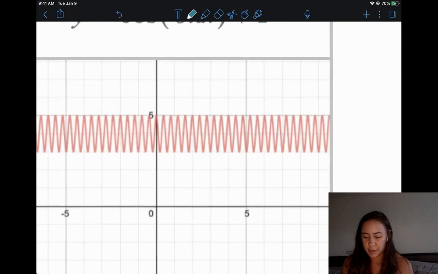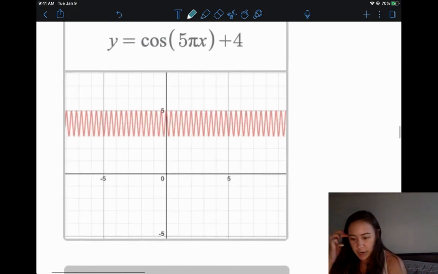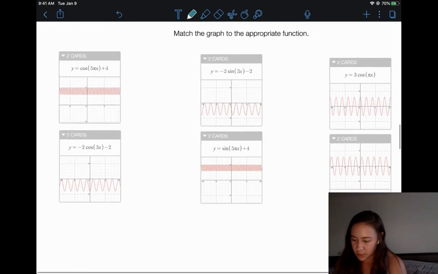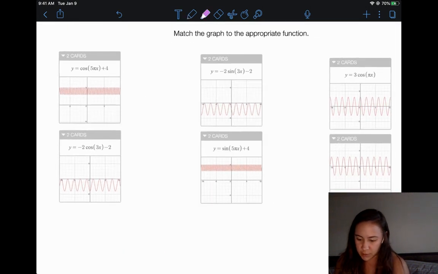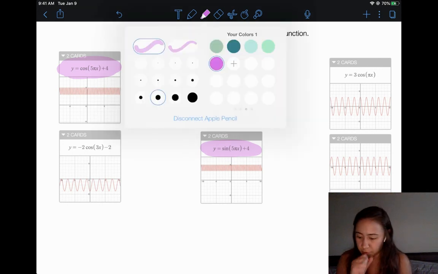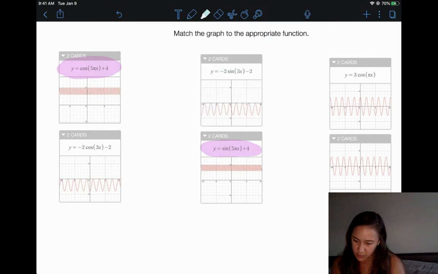So on here, I can't click it because I just screenshotted it. But if you look at it, you know that you had two options on there. You had these two are very similar, but you had to click on the graph to see it. So remember, cosine starts at your max or your minimum. Sine starts at the midline. And then if you look at these two were the similar ones.